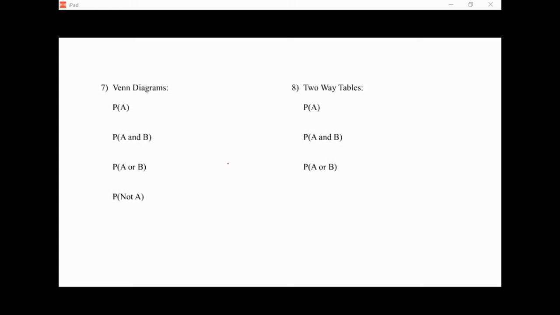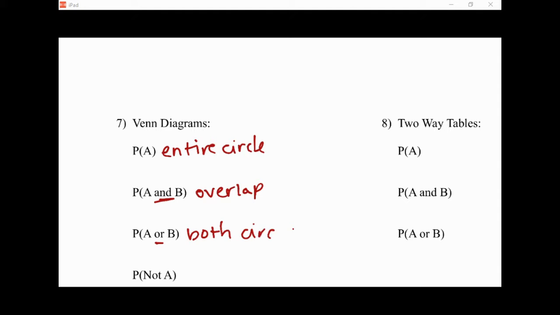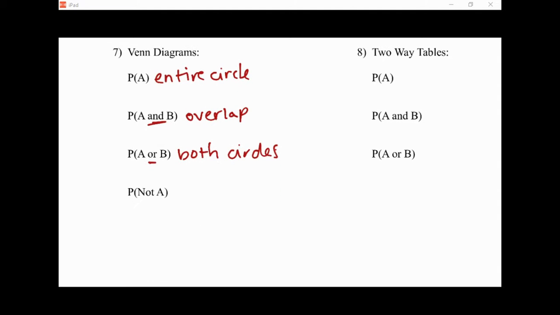So for Venn diagrams, if you have the probability of just a thing, that's going to be everything in the whole circle. So the entire circle. If it's the and, that is just the overlap. If it is or, it is everything in both circles. And if it's not, it's everything outside of the circle.